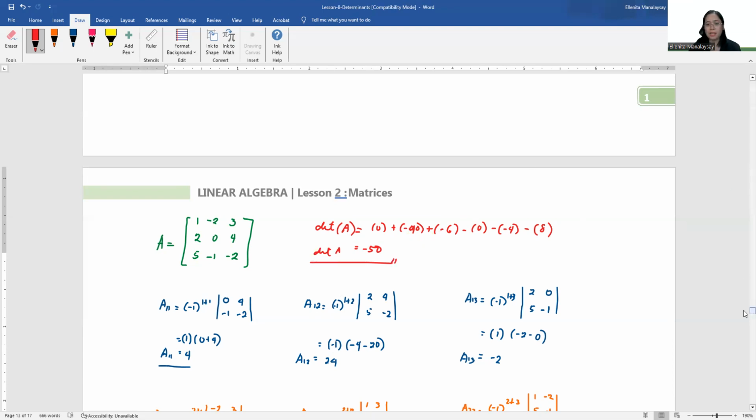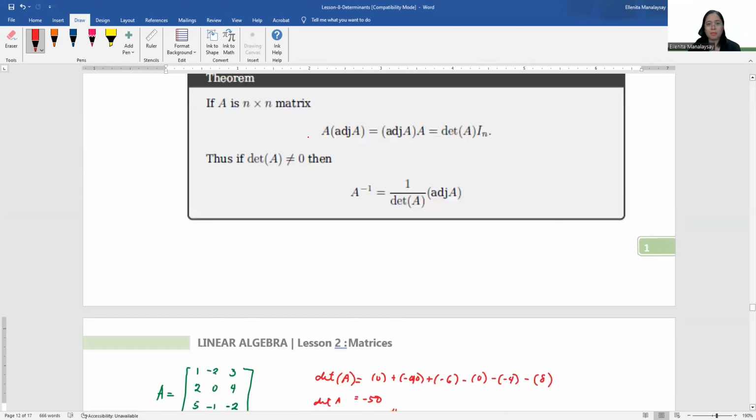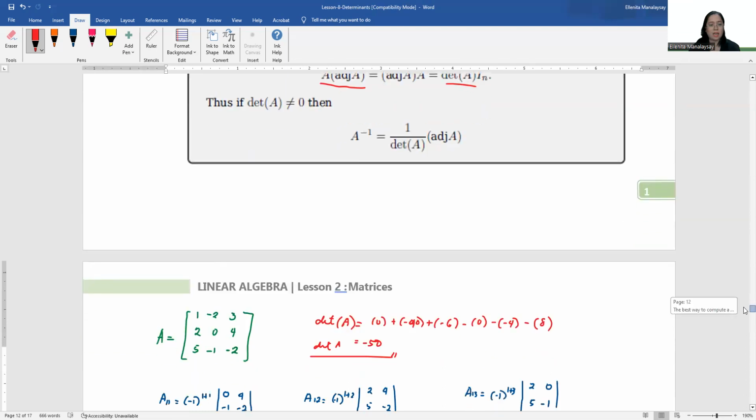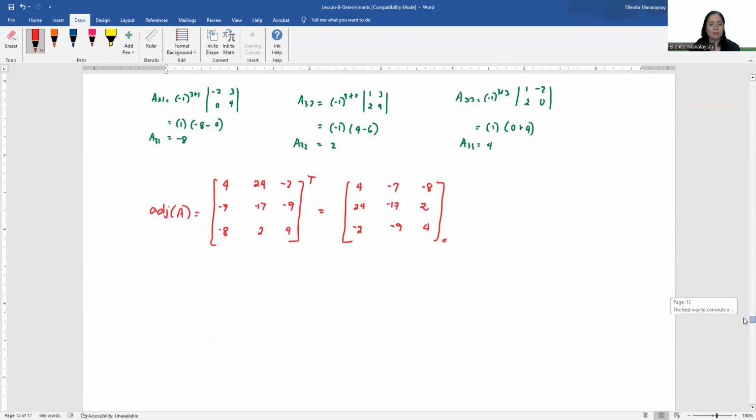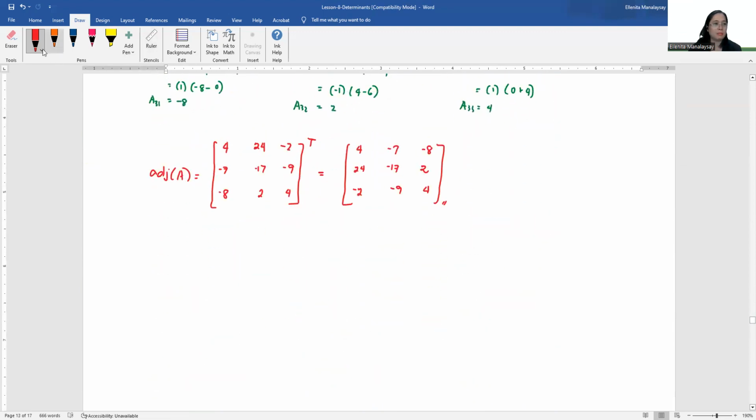Now, what does this theorem claim? A times the adjoint of A is equal to the determinant of A. Okay, so A is 1, -2, 3, 2, 0, 4, 5, -1, -2. So let's see, let's multiply.